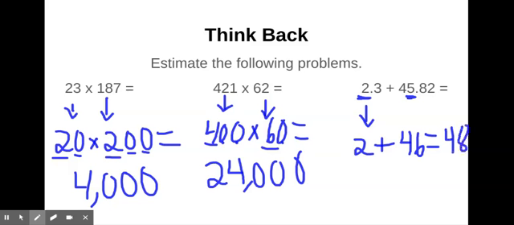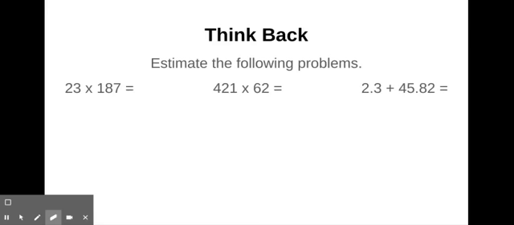Now you might have chosen to round 45 and 82 hundredths to the nearest 10 instead of the nearest 1, in which case you would have ended up with 2 plus 50, with an answer of 52. That still works because your answer is still close to what the exact answer would be. So we used rounding to figure out numbers that were about close to our actual numbers, and then we added or multiplied to get our final answers. Let's use those same steps to estimate decimal products.